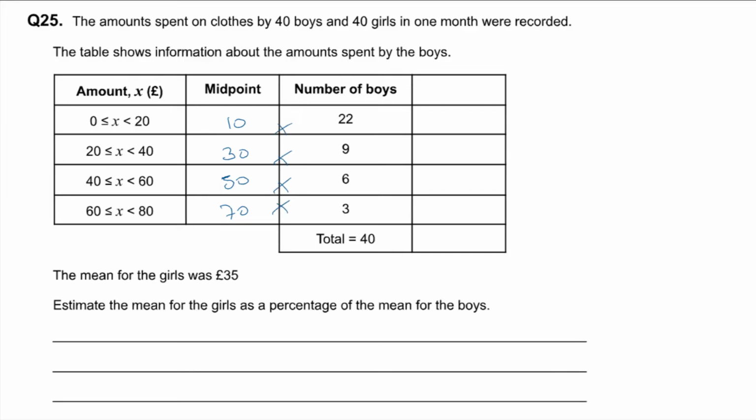So 10 times 22, I can just do it in my head, it's 220. 30 times 9, that's 270. 50 times 6, that's 300. 70 times 3, it's 210. I'm doing very well. I'm just going to add those up with the calculator though. So 220 plus 270 plus 300 plus 210 comes to 1,000. Spooky. Maybe this came from a non-calculator paper, I'm assuming, because the answers are spookily nice.